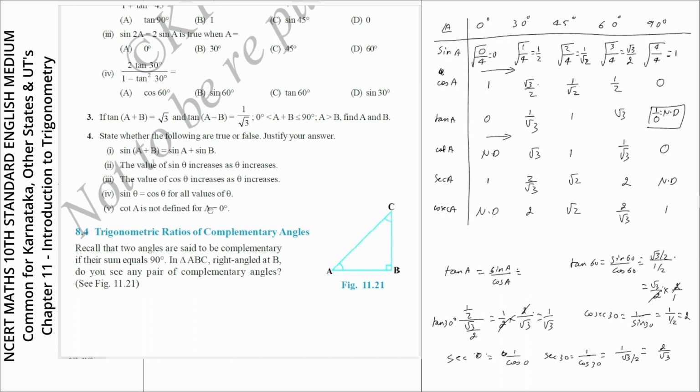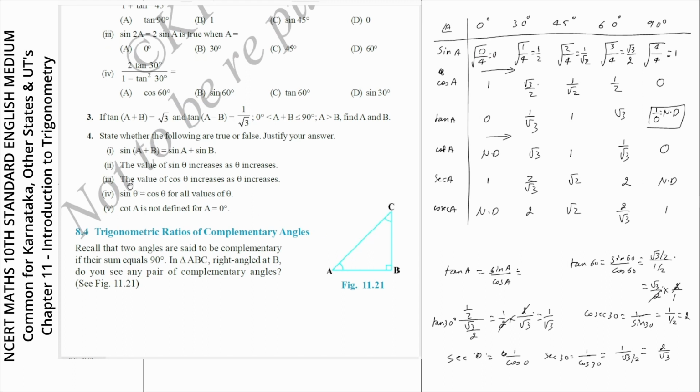Sub question 2, the value of sin theta increases as theta increases. Now in this chart you can see sin 0 is 0, sin 30 is 1 by 2, sin 45 is 1 by root 2, sin 60 is root 3 by 2 and sin 90 is 1. So the value of sin theta is increasing. 1 by 2 is greater than 0, 1 by root 2 is greater than 1 by 2, root 3 by 2 is greater than 1 by root 2, and 1 is greater than root 3 by 2. So as theta is increasing, the value of sin theta is increasing. So the second statement is true.